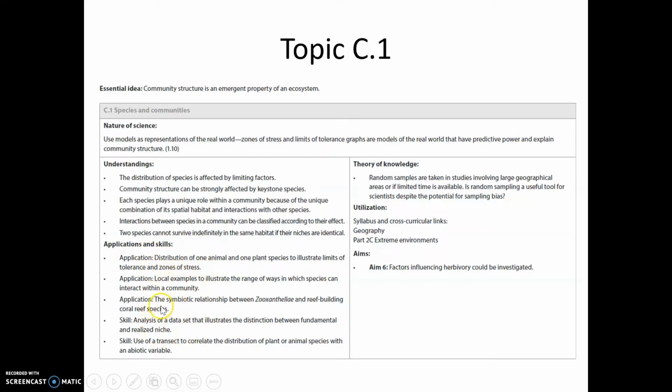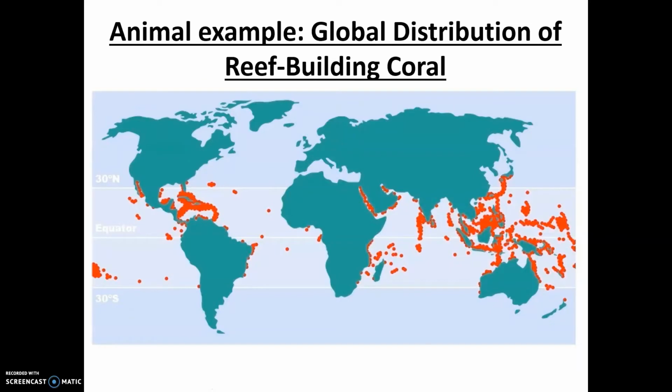We have already talked about some of them. You know about the symbiotic relationship between the zooxanthella and the reef-building coral. And we'll see some data to illustrate this thing with fundamental and realized niche. Friday, you move outside and do a transect analysis. So we will get through this and hopefully actually cover this topic during the two modules that we have this week.